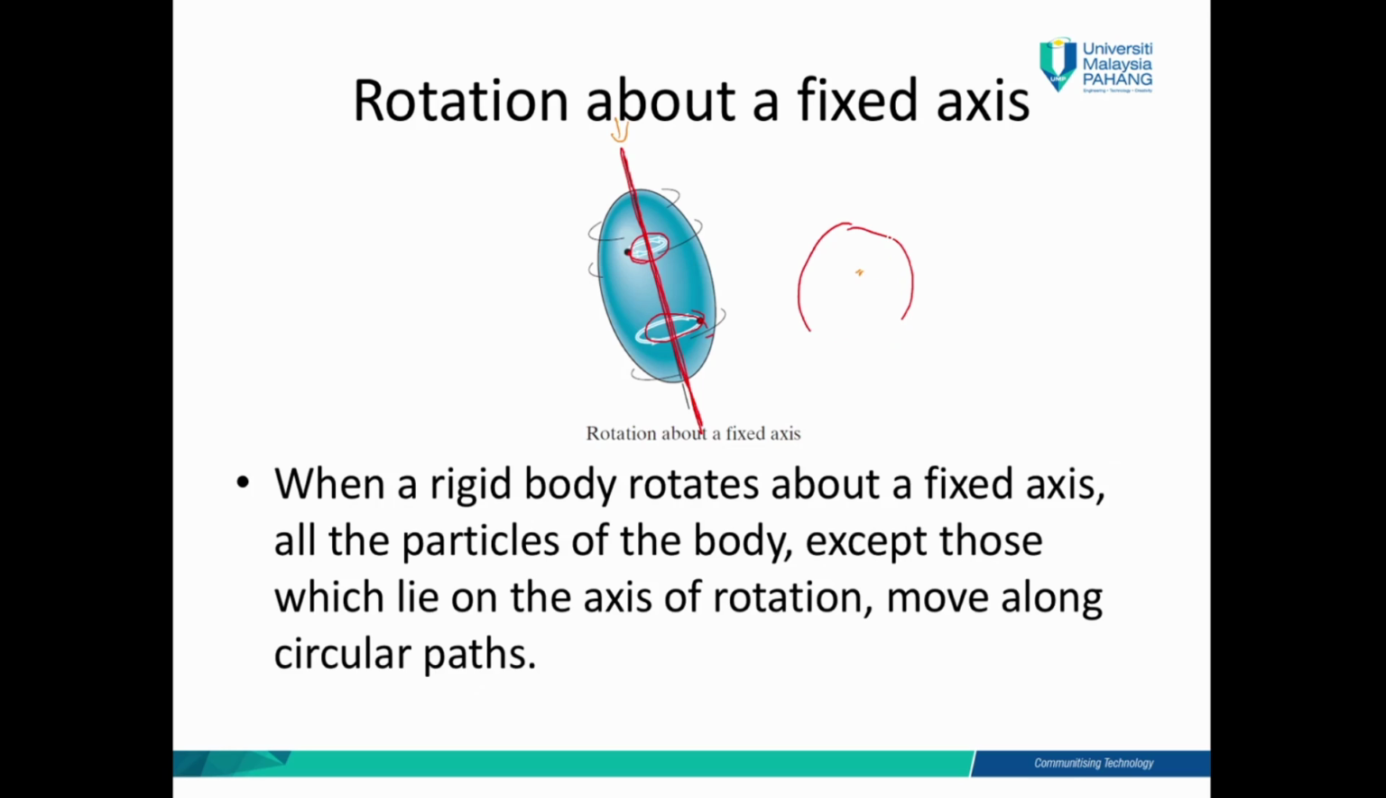Okay, exactly a circle around that axis of rotation, except the points that lie on the axis of rotation, meaning the points exactly on this line, which is exactly at the center here, because if it rotates, nothing will happen, right? A point on the axis having a rotation, nothing will happen.